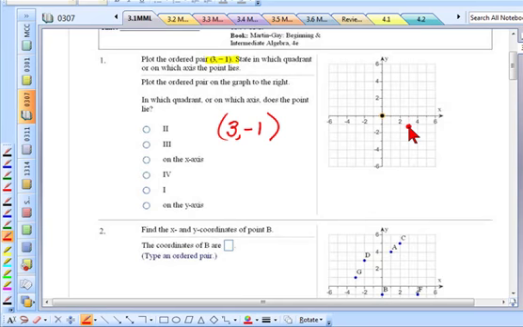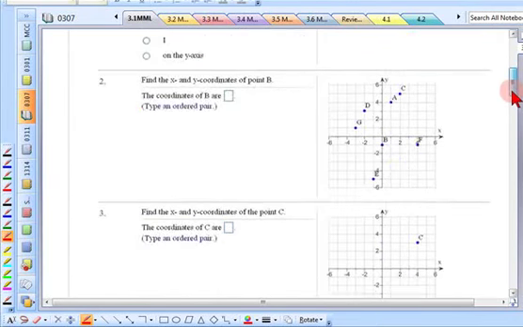And then it says, in which quadrant is that? Well, I hope you remember that the quadrants are numbered like this, and it always starts with the positive as the first quadrant, and it goes counterclockwise. So, which quadrant is it in? 4. Is everybody okay with that? And we went the x first and the y second, always x first, y second for ordered pairs.